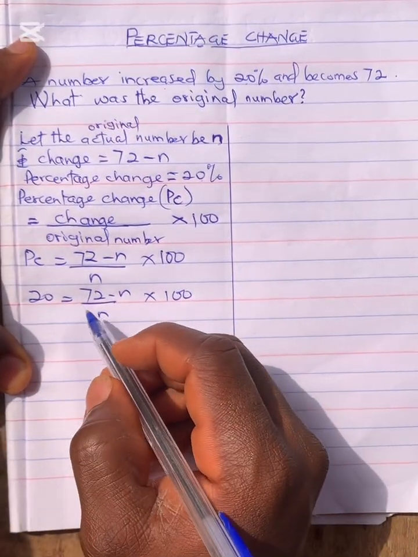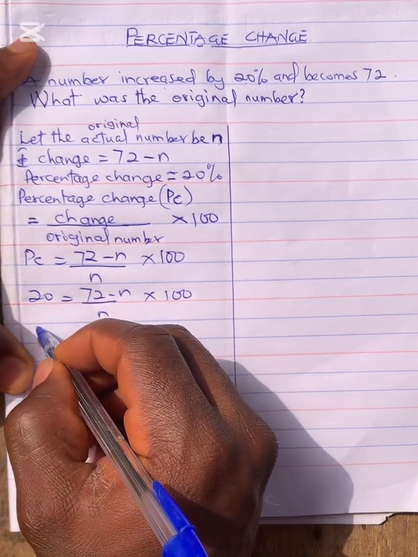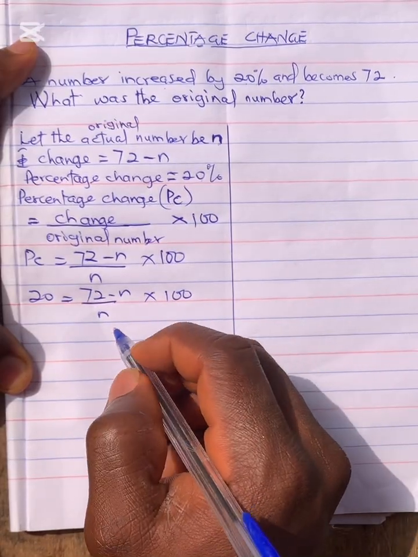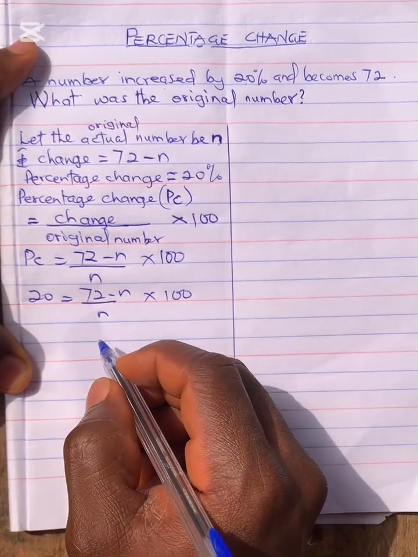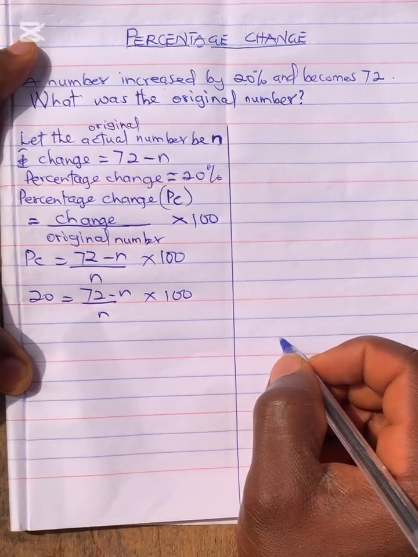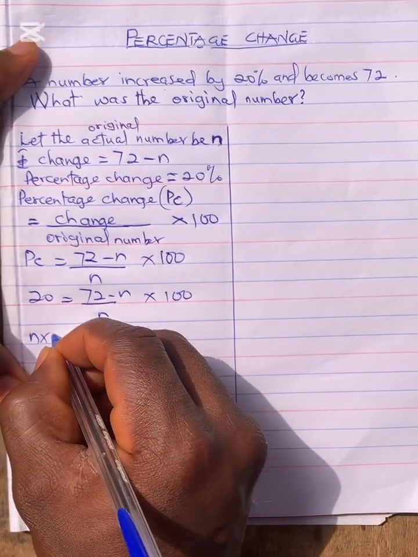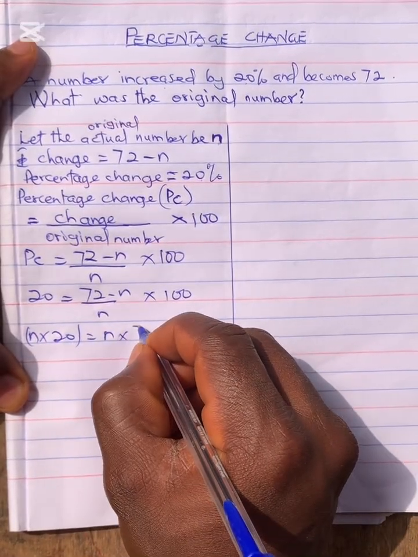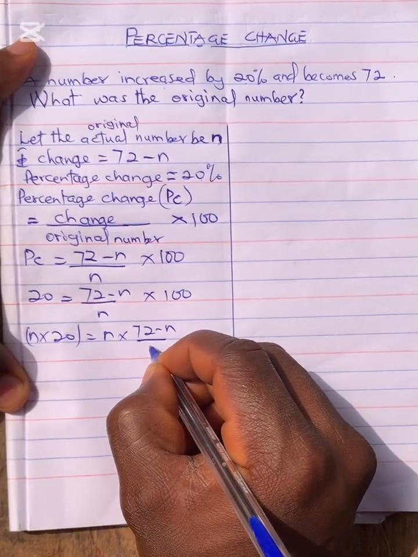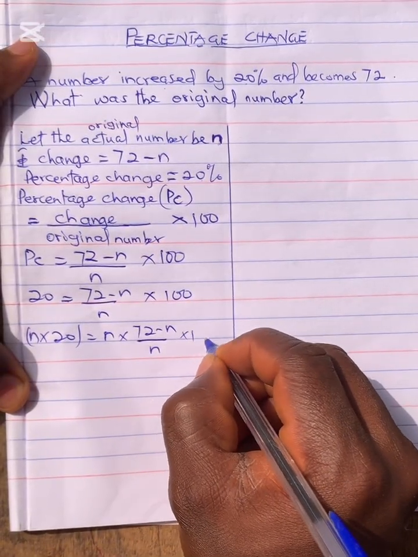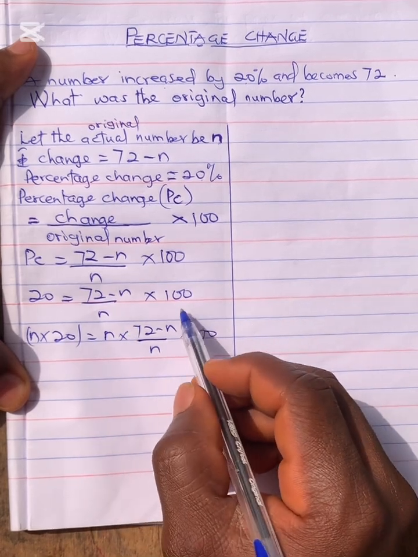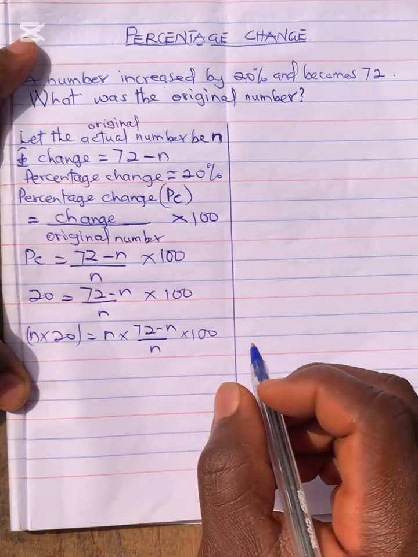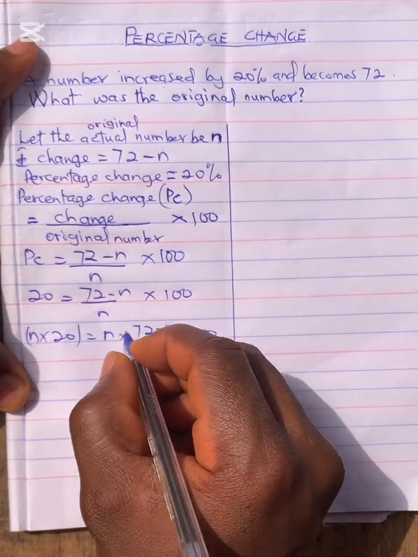In this case, we will multiply the left hand side of the equation by N and the right hand side of the equation by N to get a linear form of the equation. So N multiplying 20 equals N multiplying (72 minus N) out of N, times 100. Don't multiply the 100 also by N. Never do that.